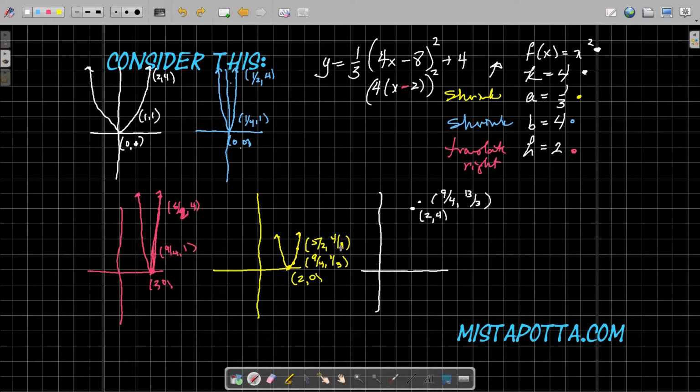And then this point's going to be moved up by 4 units as well. So 4 plus 4/3 is going to be 5 1/3 or 16/3. So it's going to be 5/2 and 16/3. And here is our parabola.